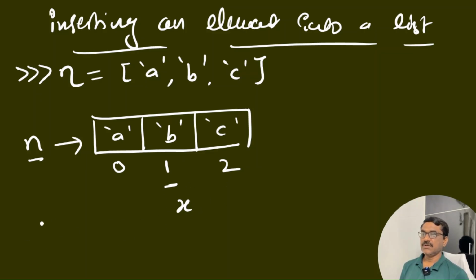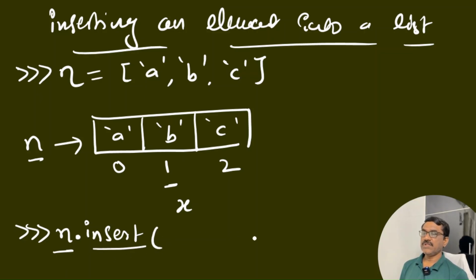Now, how to do this? At the Python shell, what is the name of the list? n. You mention the list n and dot. The method you have to use is insert. Very, very important. The object name is n dot, and the method is insert.